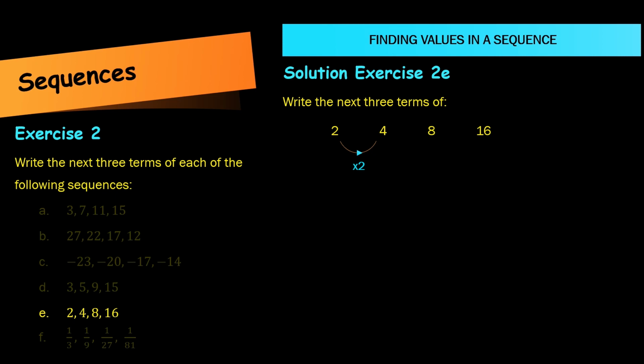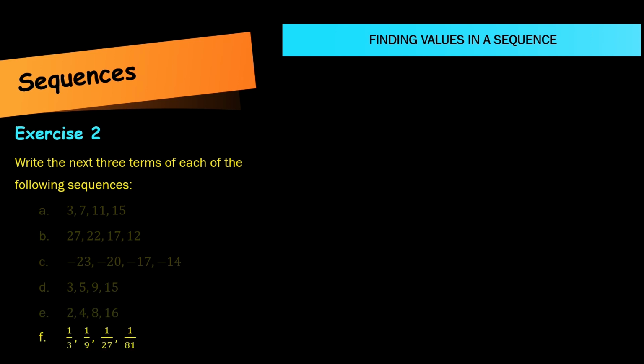So 2 times 2 is 4. 2 times 4 is 8. 2 times 8 is 16. And then 2 times 16 is 32. 2 times 32 is 64. And finally for the third term, 2 times 64 is 128. And now for part F.